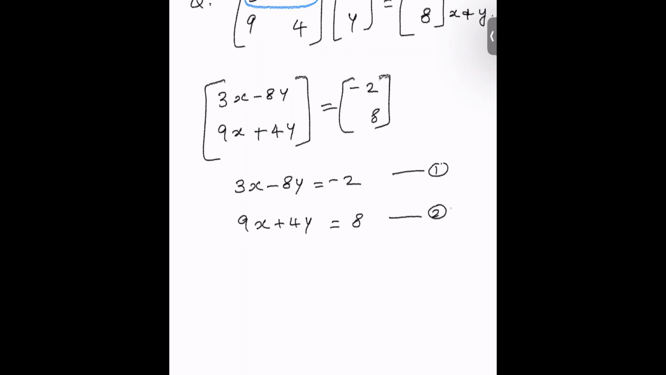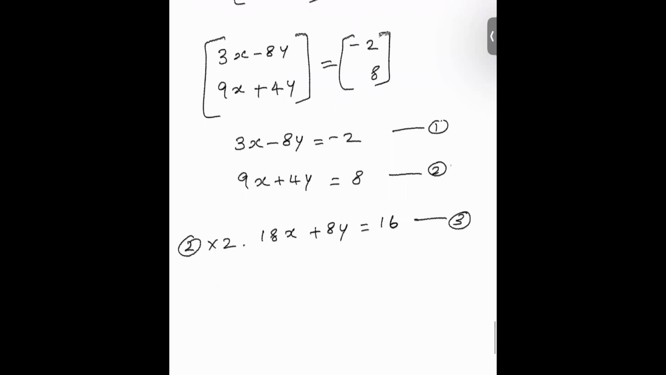For elimination, one of the coefficients has to be made equal. So I am going to make the y coefficients same. For that, I need to just multiply the second equation with 2. Because when I multiply the second equation with 2, I can make the coefficients of y the same. So 18x plus 8y equal to 16. Okay, this is my equation 3.